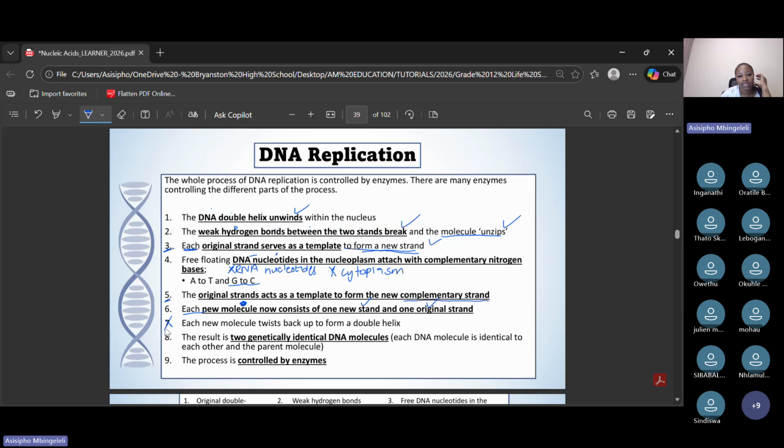But now what happens? Each new molecule will twist back to form a double strand, from having 1 to 2 molecules twisting back. This results in 2 genetically identical DNA molecules. Please do write across and write strands so that you remember that these are DNA molecules and not DNA strands. The process is controlled by enzyme. There is no mark for that. All right.